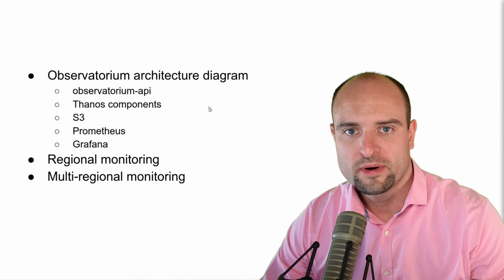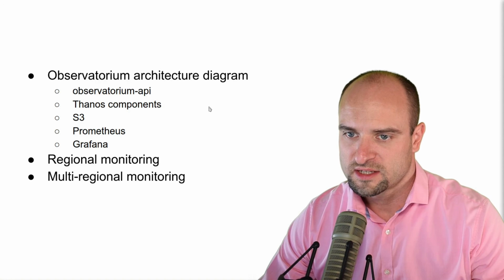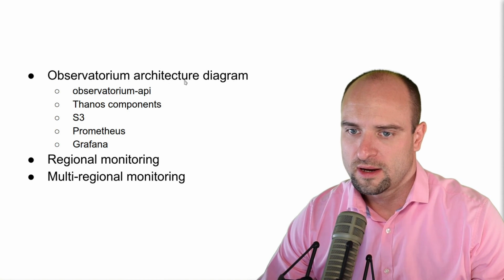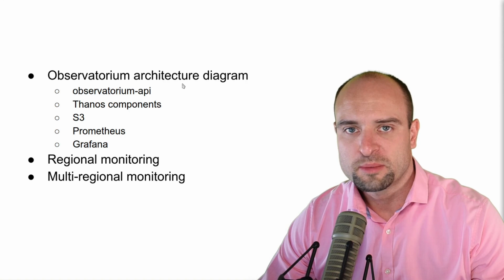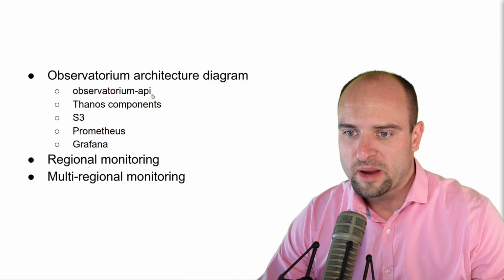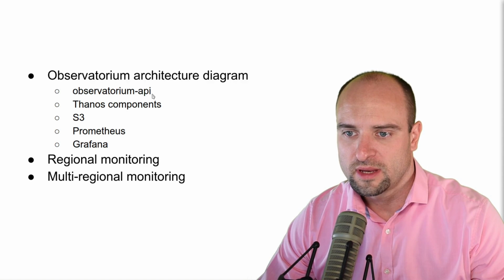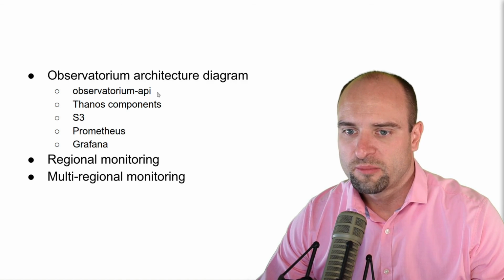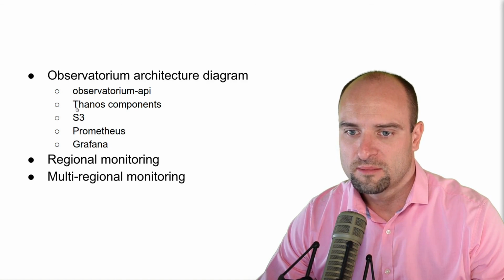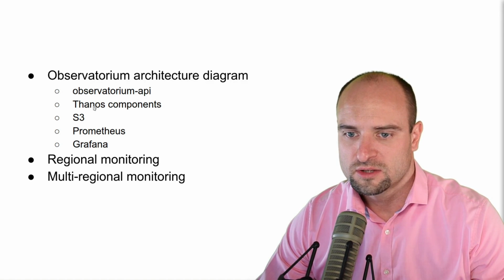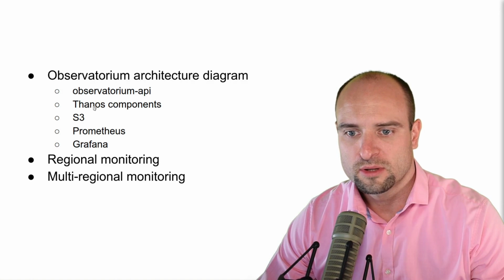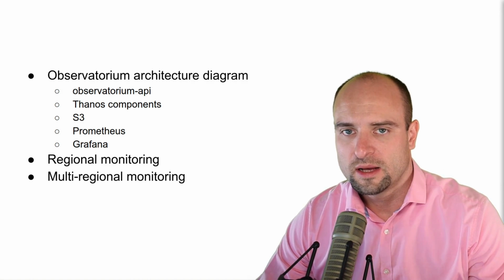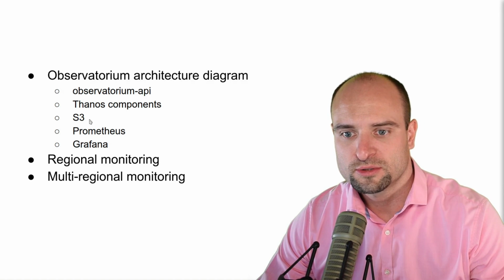Let's review what we covered in this video. We discussed the Observatorium architecture, and we have seen that in the Observatorium deployment, the Observatorium API component is deployed at the front. Observatorium API takes care of the request authentication and authorization. The handling of Prometheus metrics is actually done by the Thanos components. And Thanos connects to a bucket provider in order to store the metrics for the long term. In our case, we were using an S3 compatible storage.